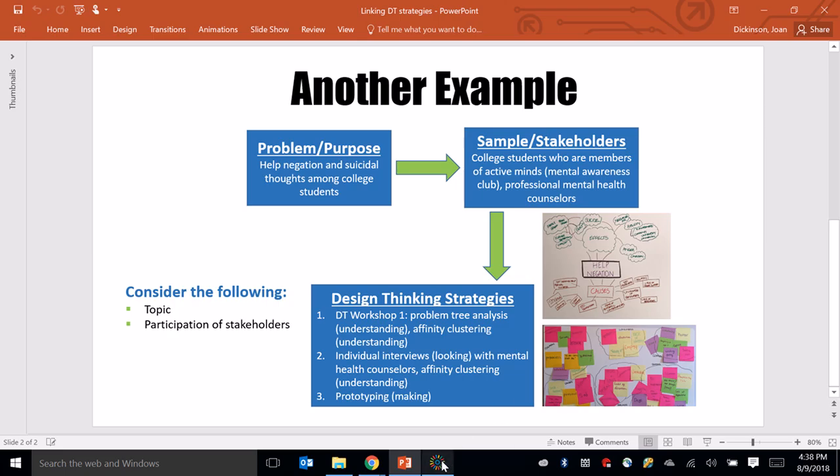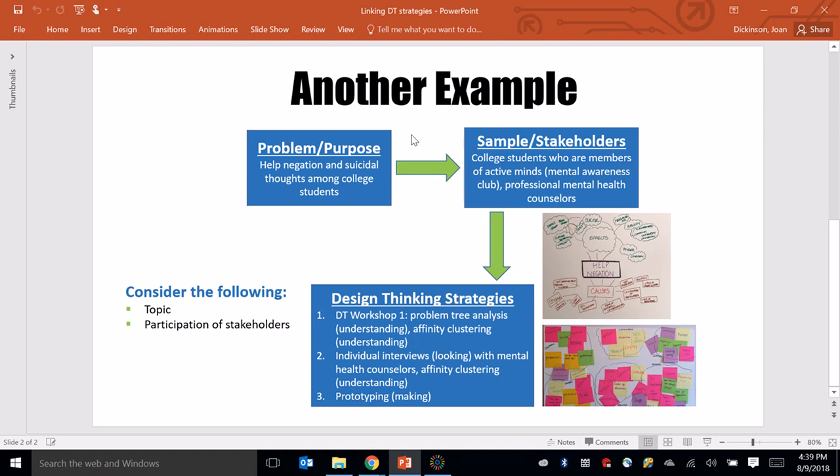On this next slide, this is again another example of how we might be able to link strategies. This is from a student who has finished her thesis, and her purpose or problem was help negation and suicidal thoughts among college students. She was concerned with the problem that suicide rates among college students have increased, and students who have suicidal thoughts, unfortunately, do not often seek help, which is termed help negation.